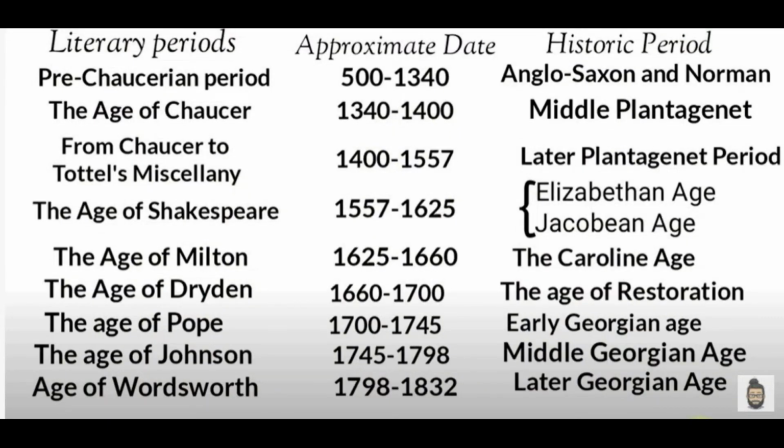So in this timeline of the dates of periods, I would like to show you the naming differences. Historically, the period name of the Old English one is called Anglo-Saxon and Norman, but the literary period name of this time is pre-Chaucerian period.